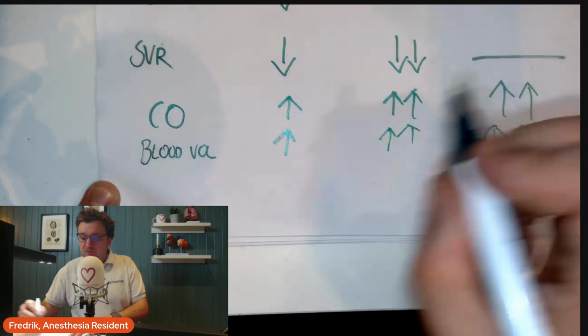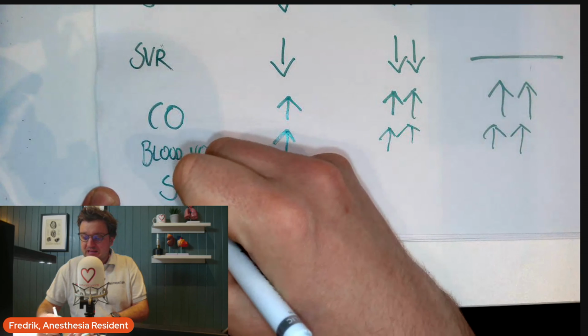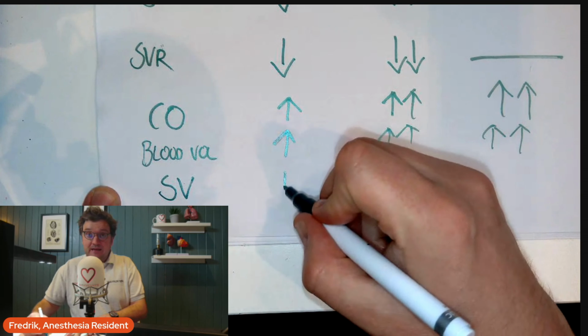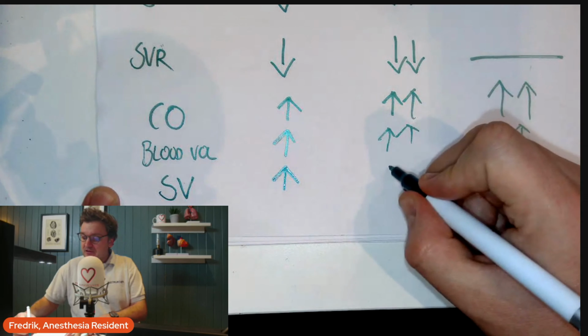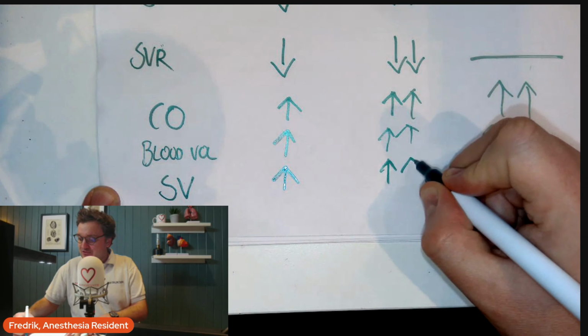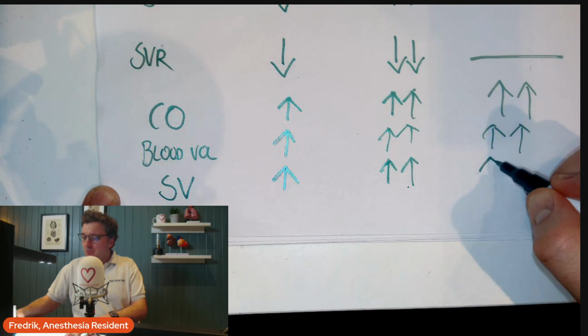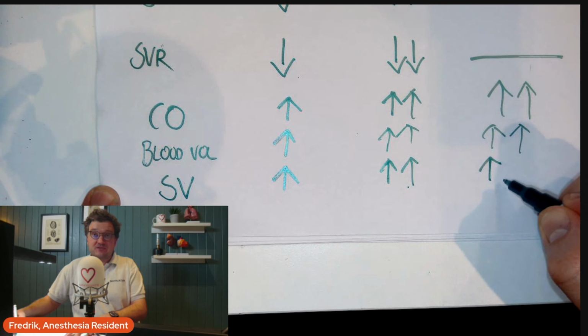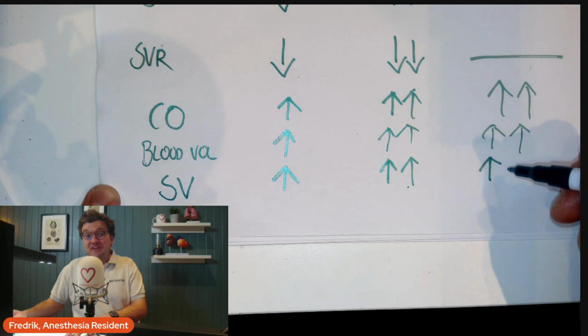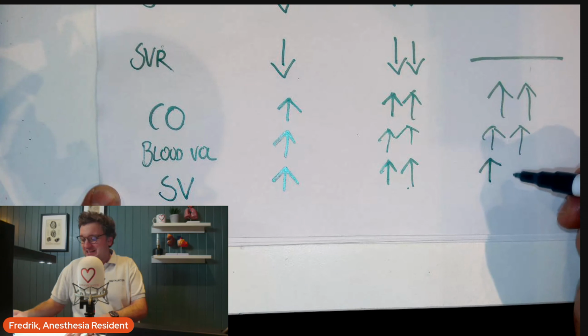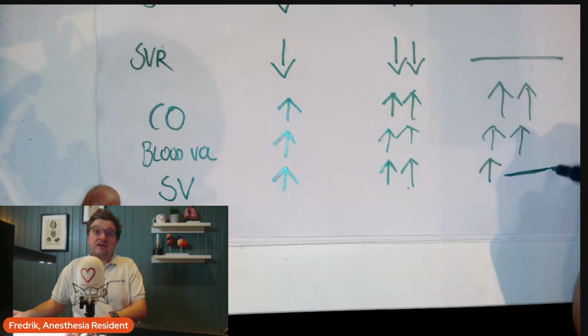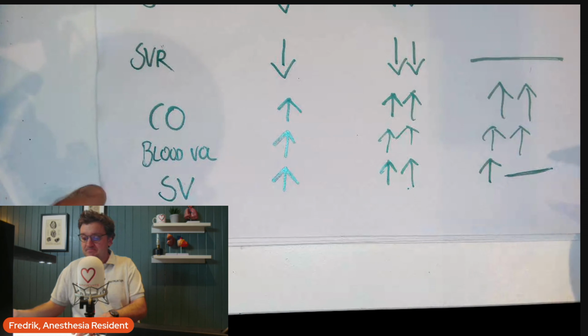Whereas the stroke volume of the heart, how much the heart pumps with each beat, is slightly increased in the first trimester, greatly increased in the second trimester, and somewhat increased in the third trimester. And at the very end of the third trimester, it's relatively unchanged compared to non-pregnant patients. This, of course, varies somewhat.